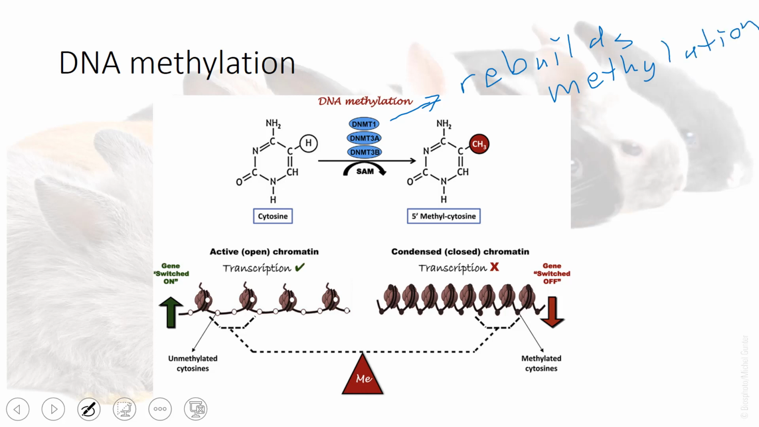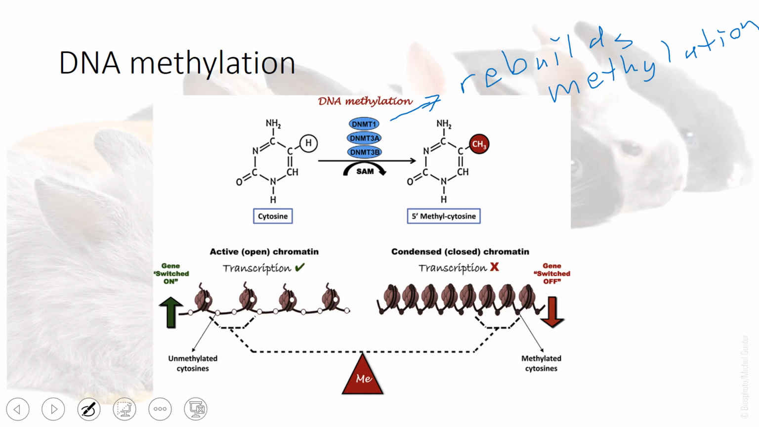So again, these are passed on mitotically. So this DNMT1, after the mitotic division, when you have now two daughter cells, DNMT1 will go in and put the methyl groups on the same residues that they were on in the parent cell before mitosis.